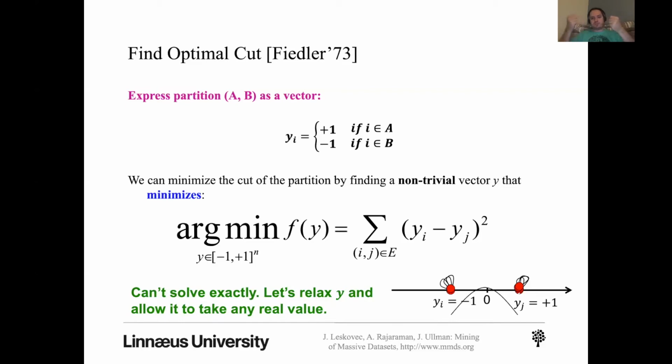And the labels of nodes that are far away from each other, they're different. So either +1 or -1.